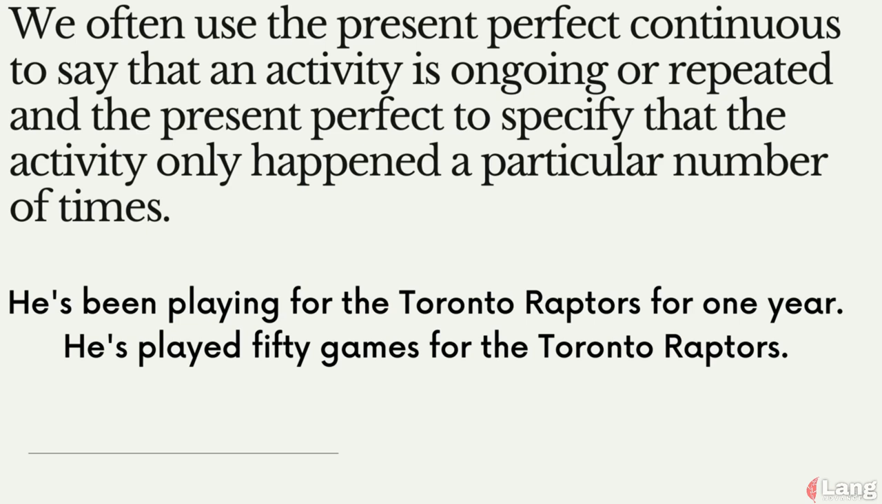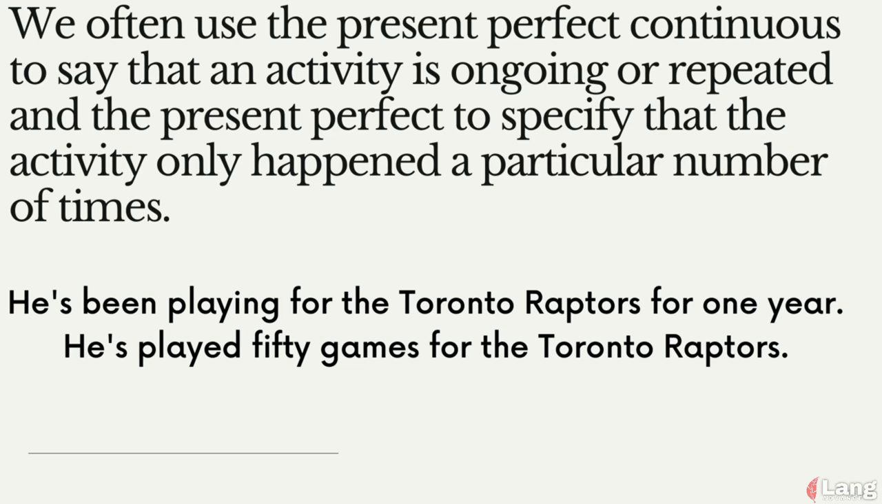We often use the present perfect continuous to say that an activity is ongoing or repeated, and we use the present perfect to specify that the activity only happened a particular number of times. Look at the two sentences. He's been playing for the Toronto Raptors for 1 year. He's played 50 games for the Toronto Raptors.